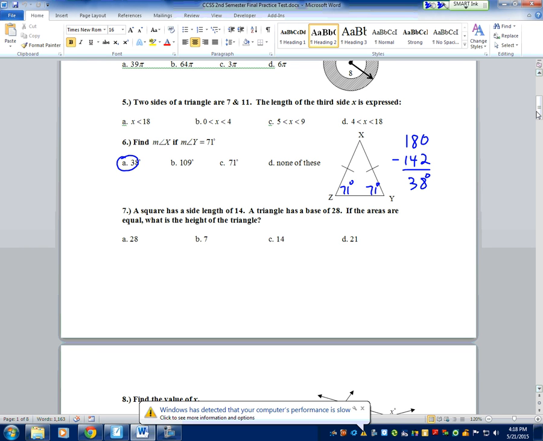All right, number 7. How did you get 71 in both those? Because see these markings, they point at equal angles. So if I know y is 71, then z also is 71. Okay. So that's how I did that.